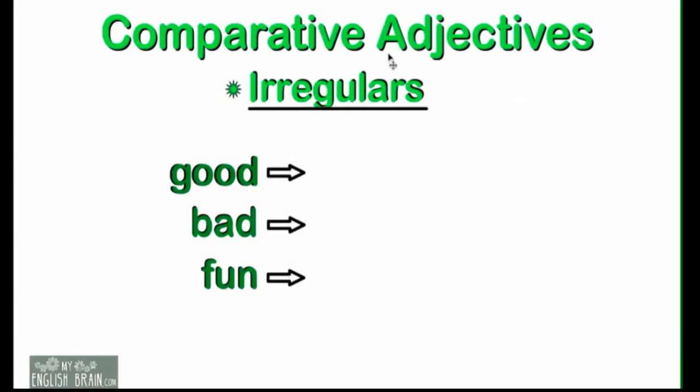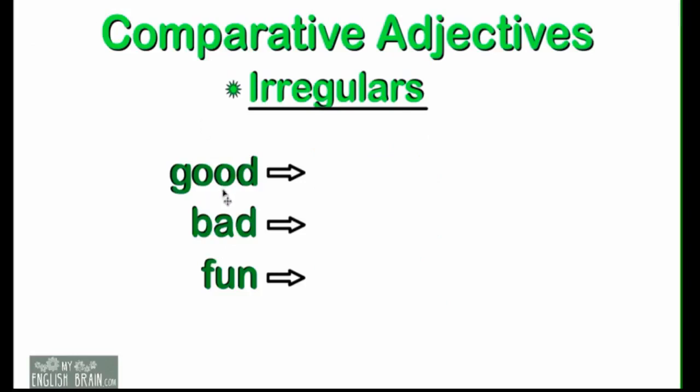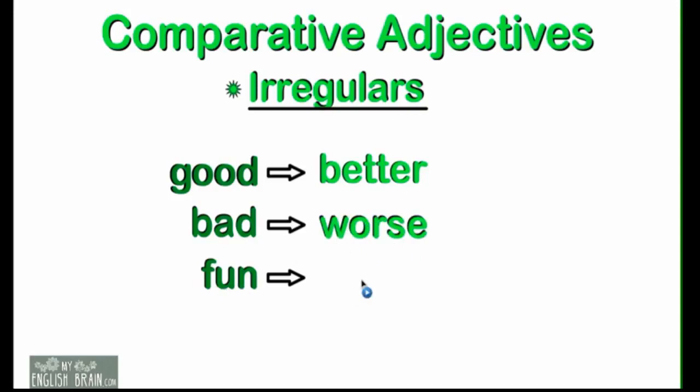Now, we have some comparative adjectives that are irregulars. For example, some important ones are good, bad, and fun. These are all one syllable, good, bad, fun. But we do not use er for these comparative adjectives. No. For good, the irregular comparative adjective is better. The comparative for bad is worse. And the comparative for fun, we say more fun. So remember these irregulars. Better, worse, and more fun.